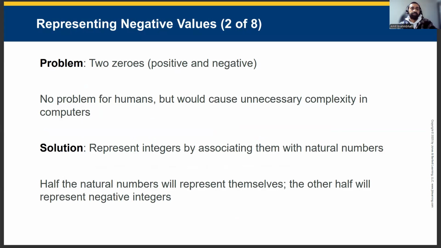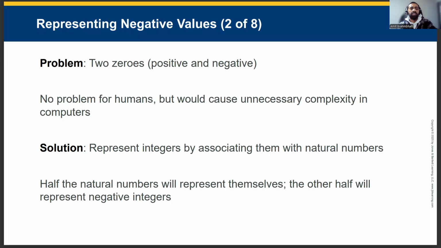Two zeros problem. The slide highlights a major drawback of signed magnitude representation: the existence of two zeros, positive 0 and negative 0. While this is not an issue for humans, it introduces unnecessary complexity in computer hardware and software.